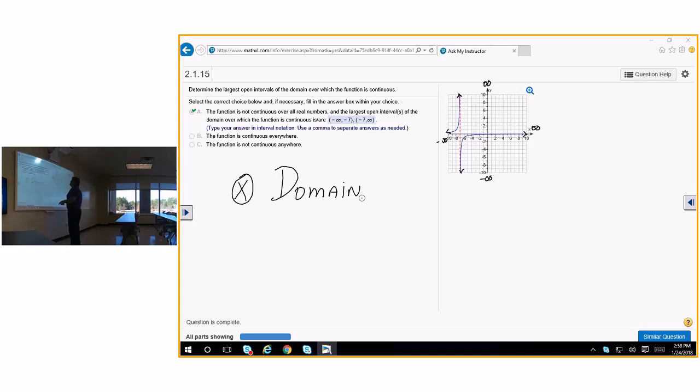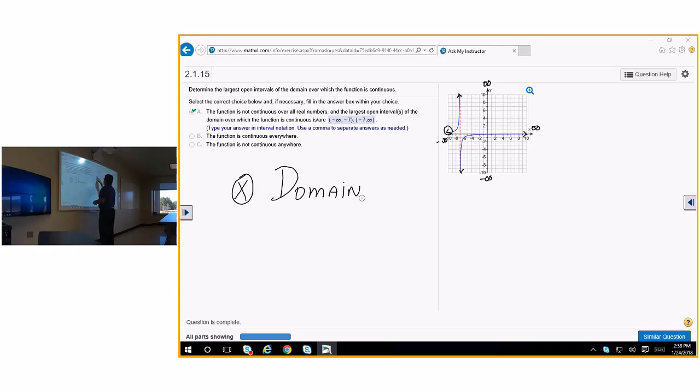Now, our function is in blue. This arrowhead says that as far as our domain goes, it just keeps on going. All right? So that's negative infinity. So we know that our domain is going to start right there at negative infinity, because if we read from left to right and there's an arrowhead right here, the arrowhead tells us that it just keeps on going.